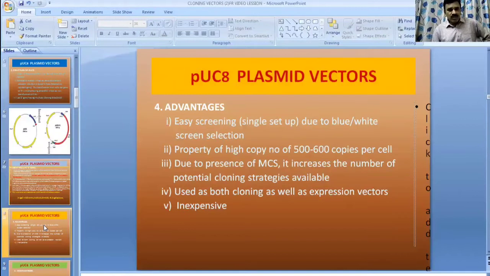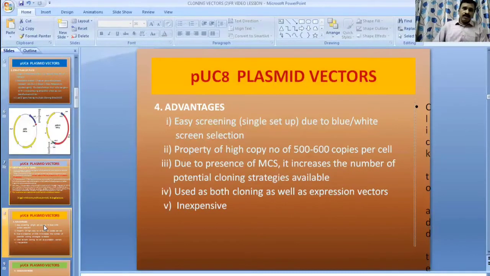The second advantage is that they have the property of high copy number. That means one cell can produce up to 500 to 600 copies. Another advantage is that due to the presence of the MCS, the multiple cloning site, it increases the number of potential cloning strategies available. These plasmid vectors are also used as both cloning as well as expression vectors. Not only to multiply the gene of interest, but they can also produce proteins or enzymes. Expression vectors means production of enzymes due to the expression of the genes.